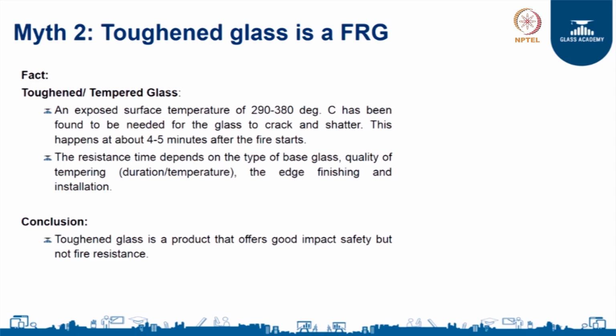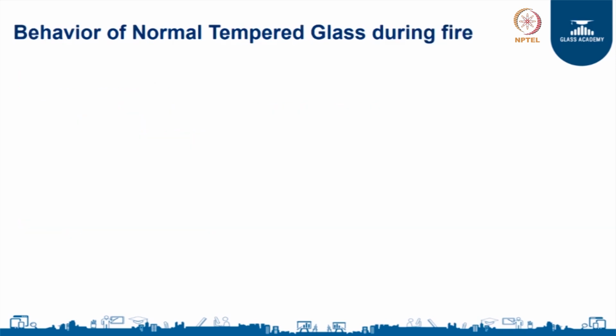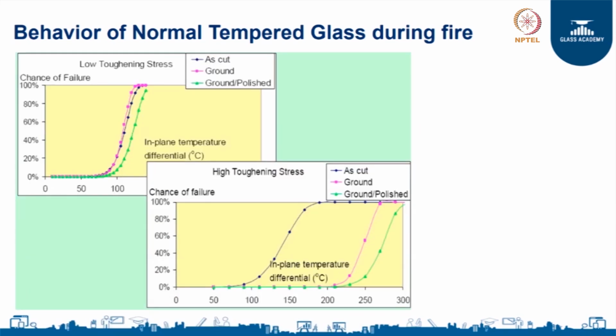also the resistance time of each tempered glass depends on the type of base glass that is used, the quality of the tempering, and so many other parameters. So, the conclusion here is that a toughened glass can only provide good impact safety. It can take impact loads, it breaks into small pieces, it does not cause any harm in case of impact, but when it comes to fire resistance, a toughened glass is not the right choice of product.